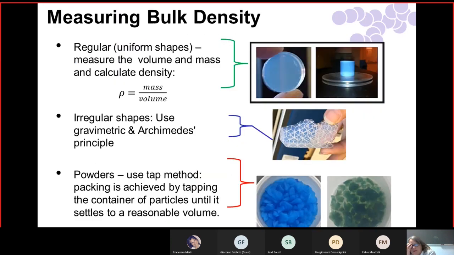Measuring bulk density is pretty easy if you have uniform shapes. This is a cylindrical aerogel from the front, and then you can see a side view. Assuming everything is smooth and flat surfaces, it is very easy to calculate the volume because it's just the volume of the cylinder. I can weigh it to get its mass, and simply calculate my bulk density by dividing the mass by the volume. And that's what we do a lot of in the lab.